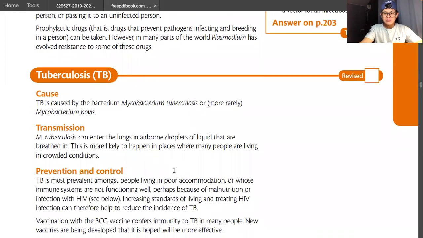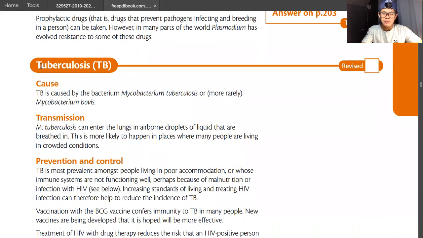Moving on, the next infectious disease that we're going to look at is TB, tuberculosis. So what are the symptoms and signs if you have TB? The symptom is you would have a dry heaving cough. You cough and cough until you cough up blood and everything. Okay, that is the sign, the major sign of TB. And the cause is actually this bacterium, Mycobacterium tuberculosis, or more rarely Mycobacterium bovis.